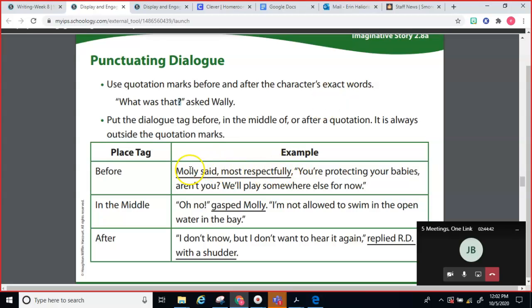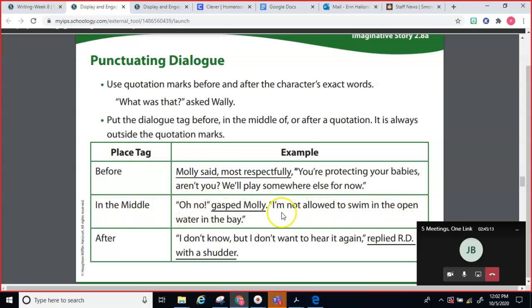Alright, so here's the tag. Before, Molly said most respectfully, right, so this is the tag. You know that she said it. You're protecting your babies, aren't you? You always put a comma after. We put a comma before the quotes come. So there's the comma, the quotes, what the character said, and then quotes again. In the middle, oh no, gasped Molly.